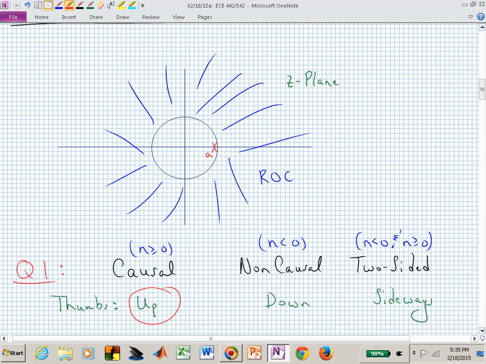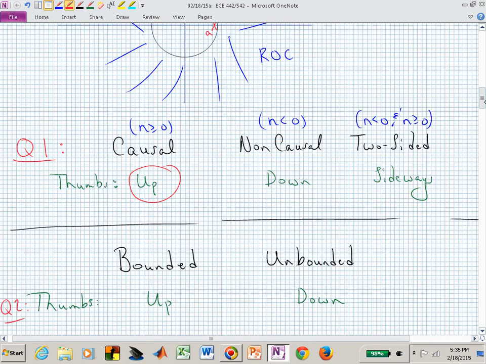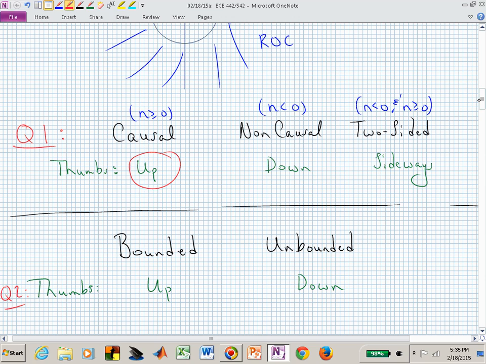Now, keep that picture in mind and where that pole is located, and I want you to answer the following. Question 2. Is the signal response in the time domain for that pattern and pole bounded or unbounded? Again, I will give you a few more seconds to think about it, and then I will ask for a show of thumbs.